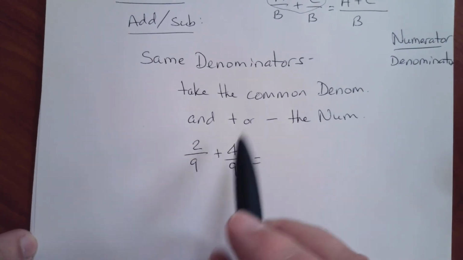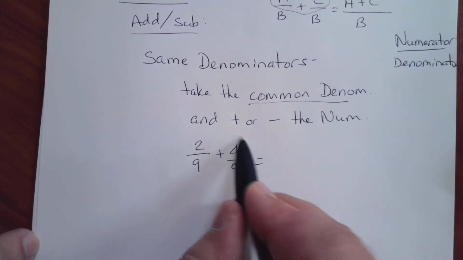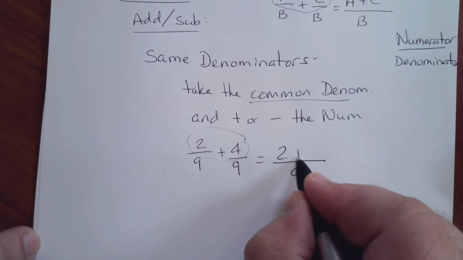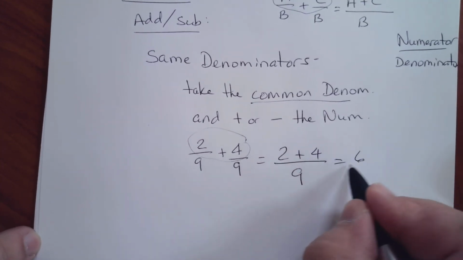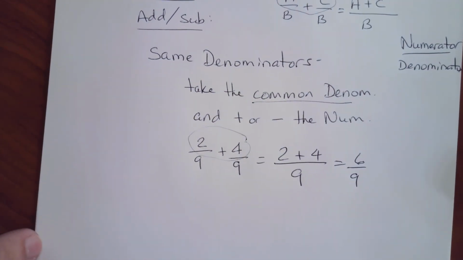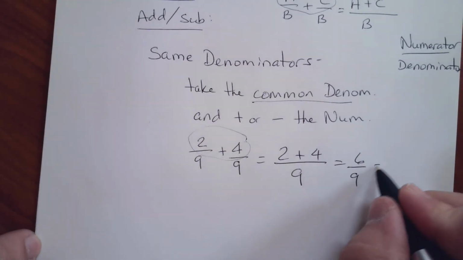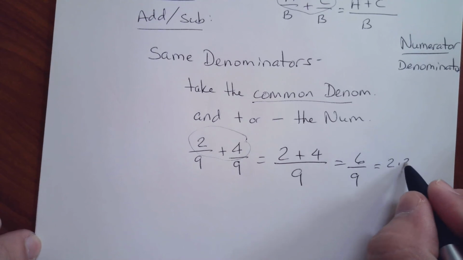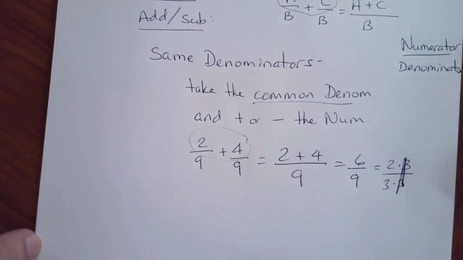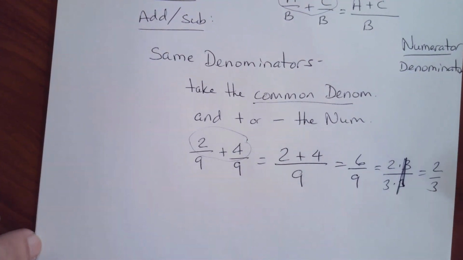So, if you have a common denominator, keep the common denominator and add or subtract, whatever the operation is, the top. So we have 9 on the bottom, they're both 9s. So we have 2 plus 4, 6 over 9. Are you done? If you can simplify, always simplify. 6 is made up of 2 times 3. 9 is 3 times 3, so they both have a 3 in common. They cancel. So the answer is really 2 over 3.